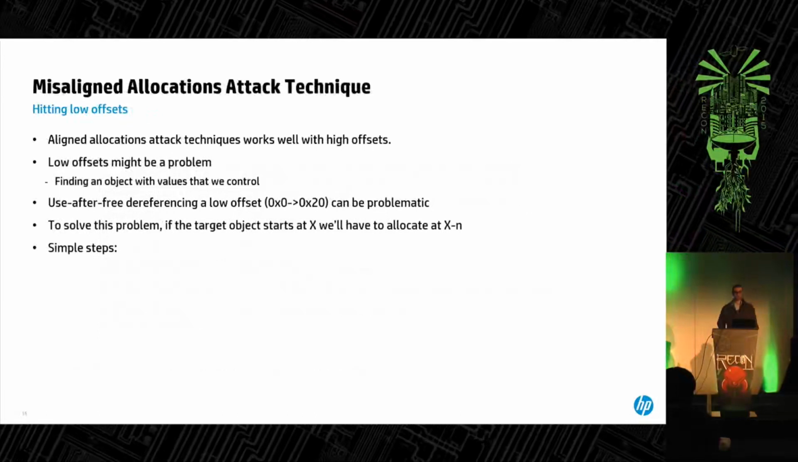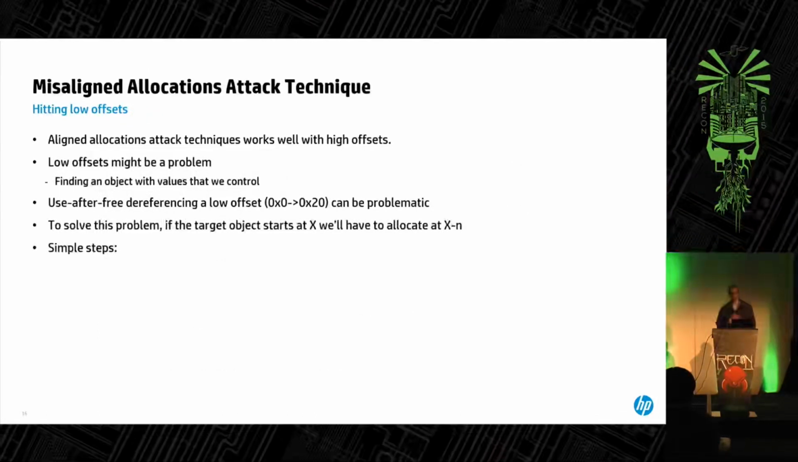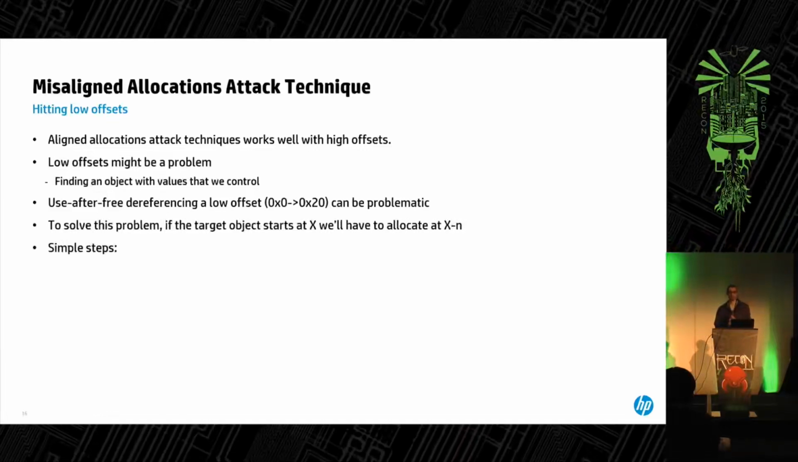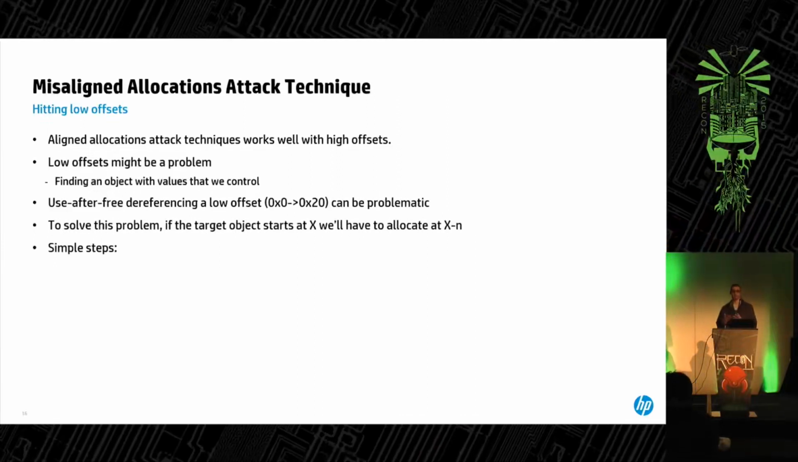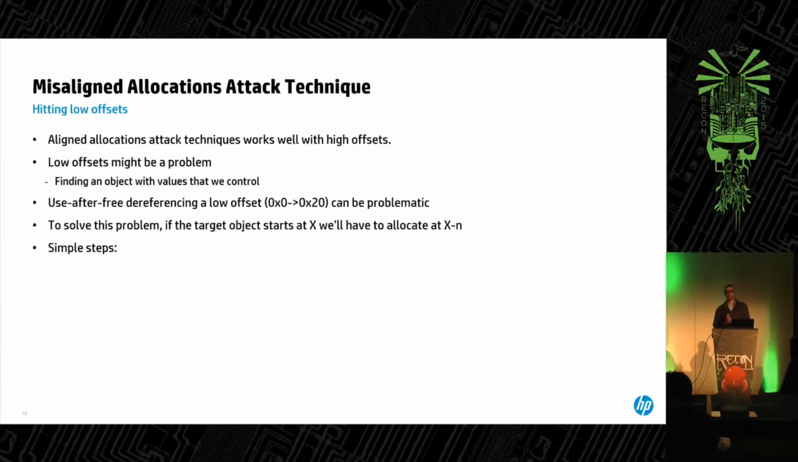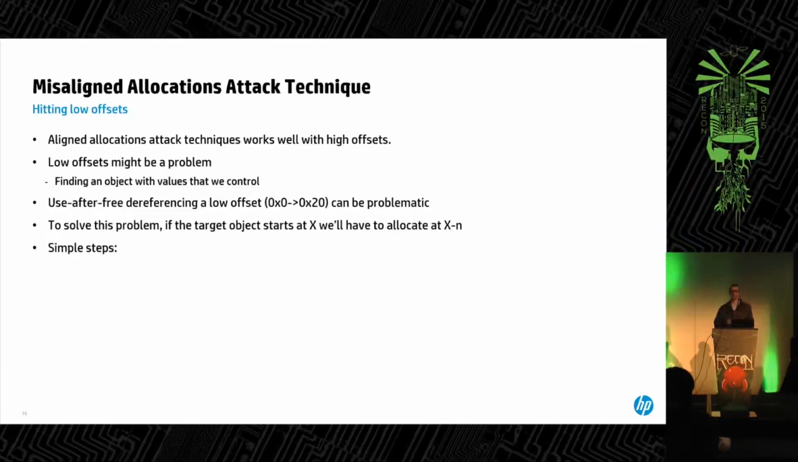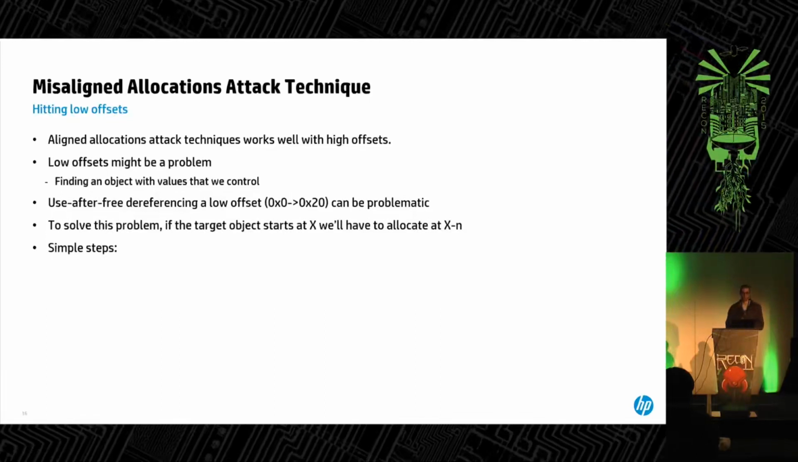So the second attack technique that I'll be discussing is the misaligned allocations attack technique. Basically, the aligned attack technique works well for high offsets. But in case we have a use after free that dereferences a low offset, that can be kind of problematic, because we don't have a lot of choices when it comes to DOM objects that we can override it with and have specific low offsets that we can control or partially control.